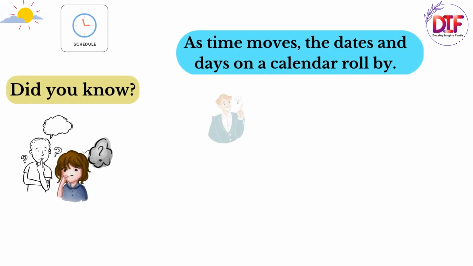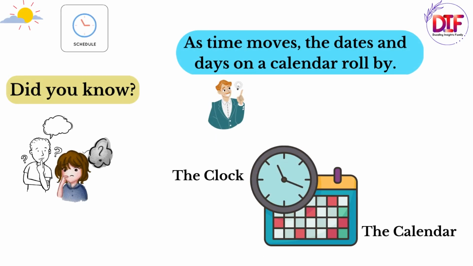Also, we need to note that the calendar and the clock, they work hand in hand. The calendar tells us the days and the date, and the clock tells us the time. But as the time moves, the dates and the days on a calendar also roll by.